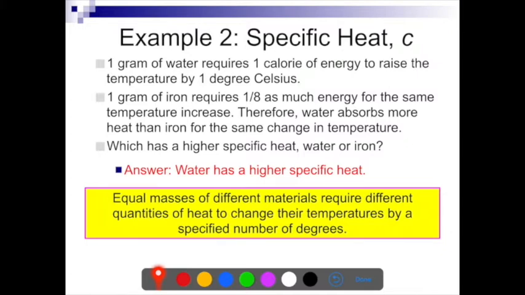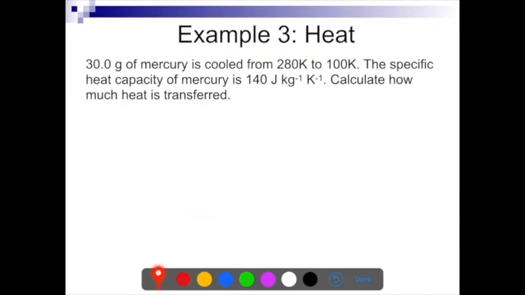Now let's look at another example. This time, let's look at a numerical example where we will calculate how much heat is transferred. So the scenario is 30 grams of mercury is cooled from 200 Kelvin to 100 Kelvin. The specific heat capacity of mercury is 140 joules per kilogram per Kelvin. And we are asked to calculate how much heat is transferred in order to achieve this change in temperature.